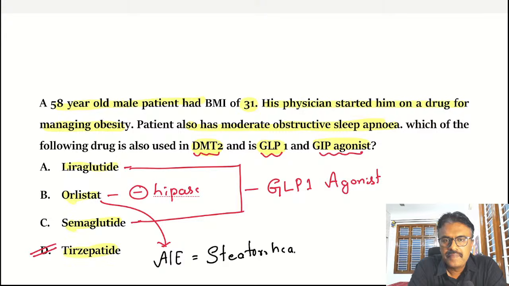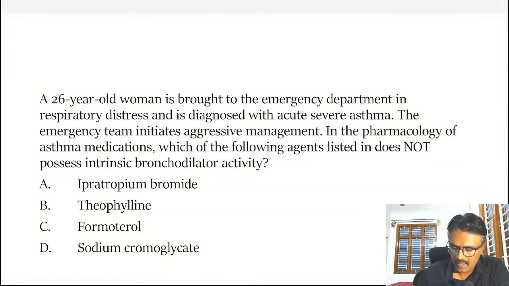Okay, yes. Let's move to the next question. A 29-year-old woman is brought to the emergency department in respiratory distress and is diagnosed with acute severe asthma. So she has acute severe asthma.